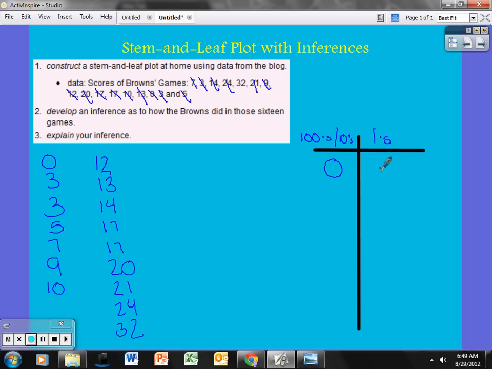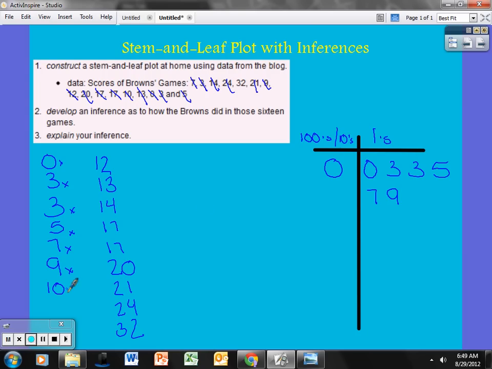Now I list all the leaves that have a 0 in the tens place. So it's a 0. It's a 3. That's another 3. It's a 5. Now because I'm running out of room, I'm just going to go down and create another row for the stem with 0. So I did 0, I did 3, I did 3, I did 5, I need to do 7, and I need to do 9. Okay, those are all the numbers that have a stem of 0. So a 0 in the tens place.